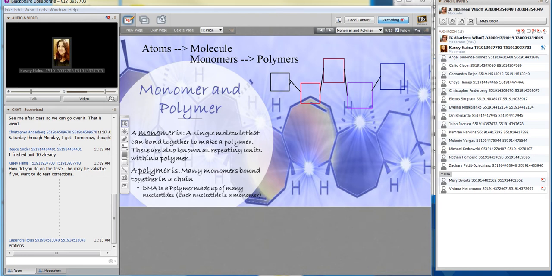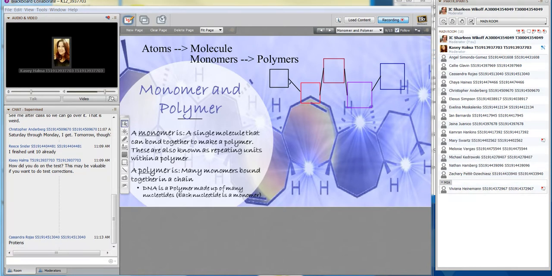A polymer is made up of many nucleotides. So each nucleotide would be a square that makes up your DNA. And then, again, we haven't gone over this in class, but does anybody know, just out of curiosity, what letters the nucleotides in DNA are? When we talk about DNA, we use only 4 letters to represent each nucleotide. Just curious if anybody knows what those are.